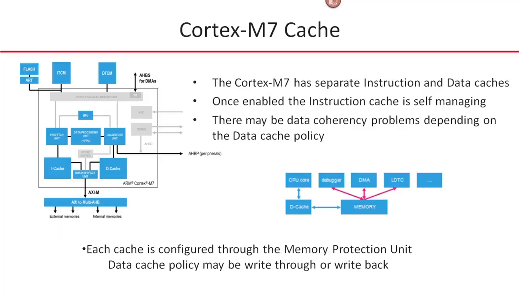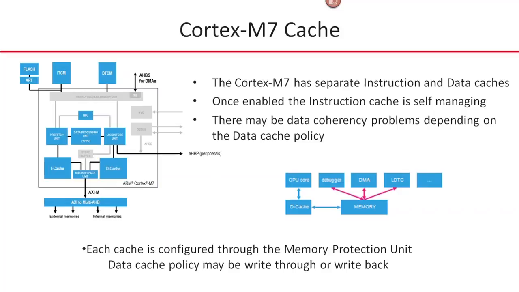So within the Cortex-M7, this retains the programmer's model that we're used to within the other Cortex processors, but it introduces more of a memory hierarchy. So it has tightly coupled memory regions which allow you zero wait state access to code and data. But it also has a couple of on-chip caches, an instruction cache and a data cache.